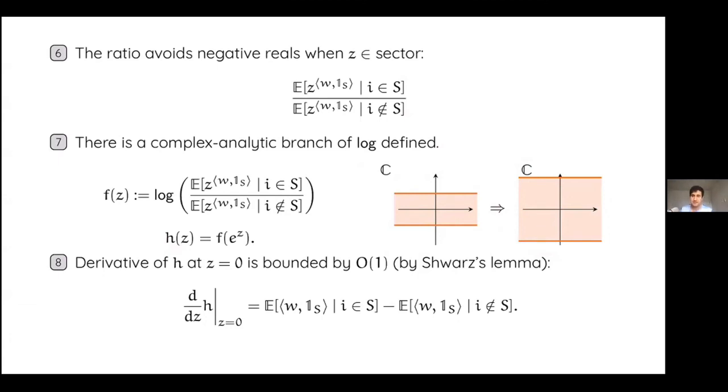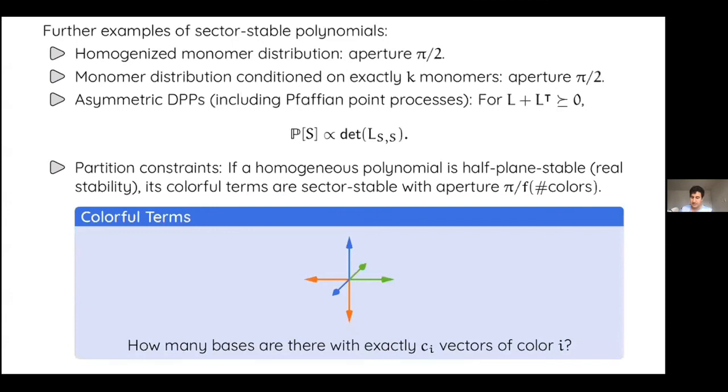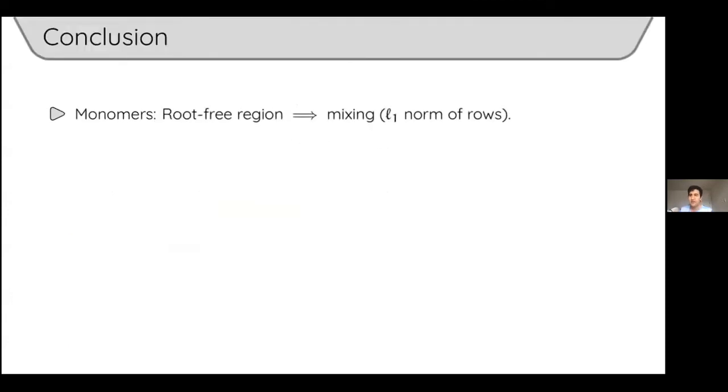And that's basically the whole thing. That's how this works. Okay. So there are some other distributions that satisfy sector stability, but maybe I'll skip over those. Let me just conclude here.